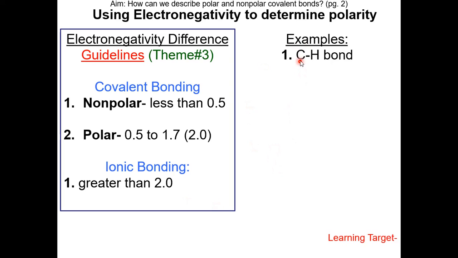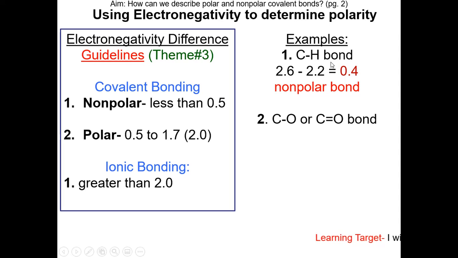So let's do some examples. The first step is to look up the electronegativity values of each element on Table S. For C it is 2.6 and hydrogen is 2.2, so the difference is 0.4. Based off the guidelines, CH is considered a nonpolar bond.